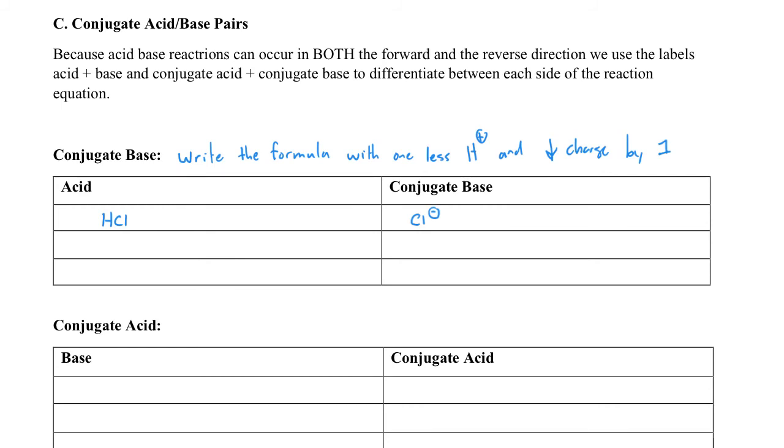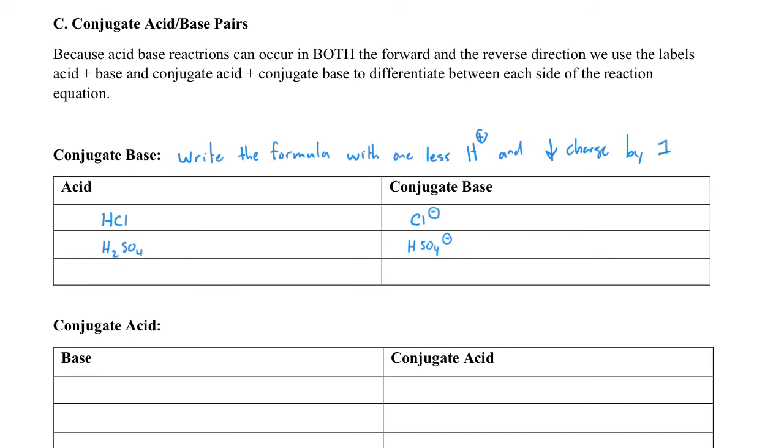Let's try another one, sulfuric acid. Sulfuric acid has the formula H2SO4. So if we want to write the conjugate base of sulfuric acid, we have to remove 1 proton. So we write the formula with 1 less of those hydrogen atoms. So instead of 2, there would be only 1. So it would be HSO4. Now the charge goes from neutral to -1 because we reduce by 1. So this is called hydrogen sulfate, and it has the formula HSO4 with a -1 charge.